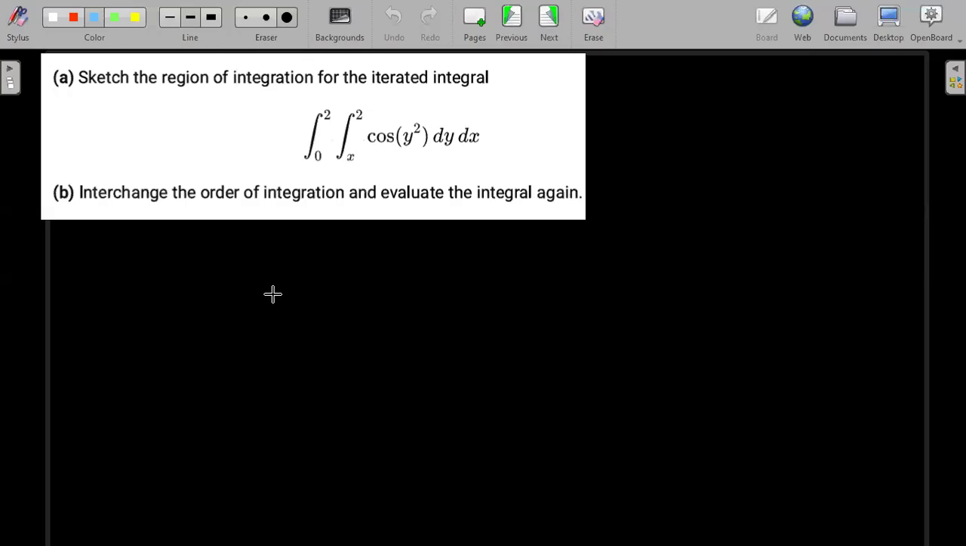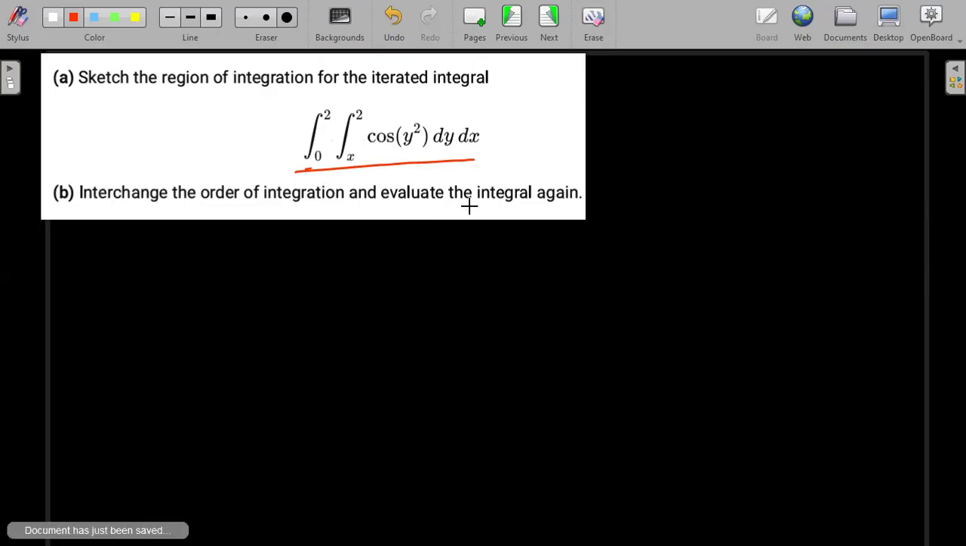Welcome to this video where we'll be looking at this question on double integration. So the question reads, sketch the region of integration for the iterated integral, which has been given there. And then once we sketch, they're saying interchange the order of integration and evaluate the integral.